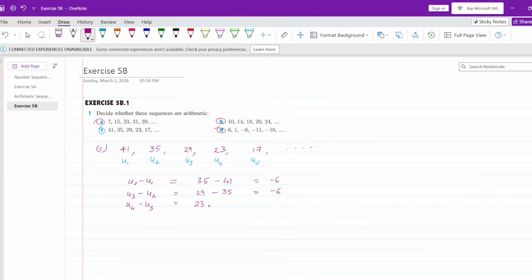Then we need to calculate u4 minus u3. u4 is 23, u3 is 29. This again comes out to be negative 6. Now u5 minus u4: u5 is 17 minus u4, which is 23. This again comes out to be negative 6. As we can see, this difference is the same throughout. Therefore, we can say this sequence is arithmetic.